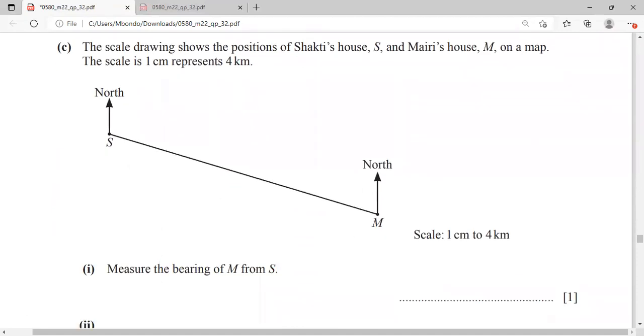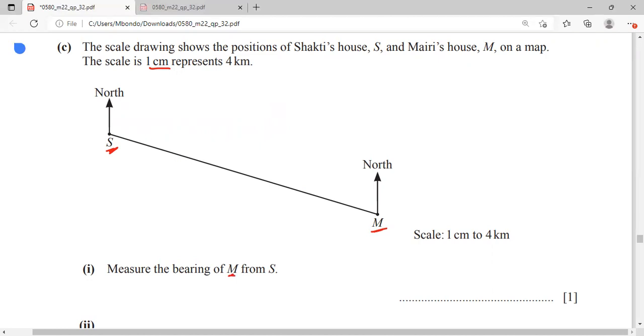The scale drawing shows the position of Shati's house, which is S here, and Mairi's house, which is M here, on a map. The scale is 1 centimeter represents 4 kilometers. All right, that is very important. So now measure this distance.